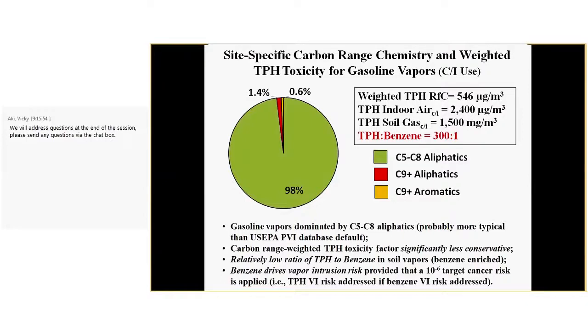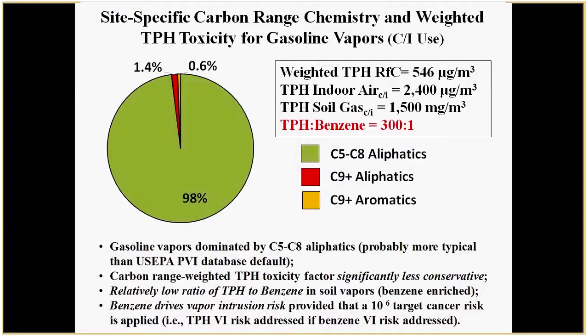We can develop a weighted reference concentration or toxicity factor for gasoline vapors as a whole. Then we can develop indoor air screening levels, soil vapor screening levels, and such. For this particular example here, the ratio of TPH to benzene was 300 to 1. Once you get to 300 to 1 or lower, benzene's pretty much going to drive your vapor intrusion risk at a site. So if you only use benzene data, you're good to go as long as you use a stringent conservative risk, say 10 to the minus 6 risk.